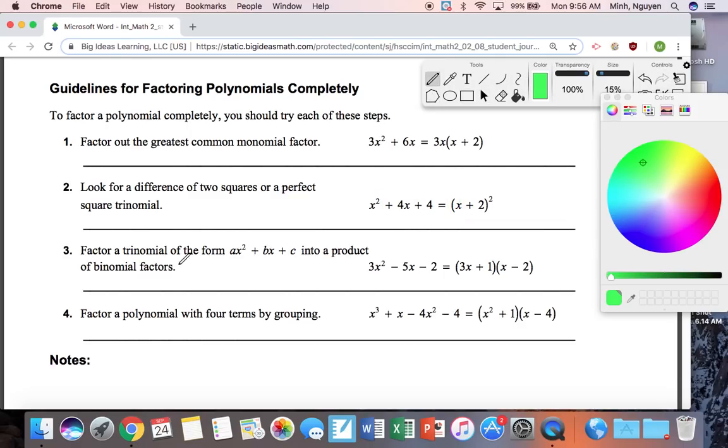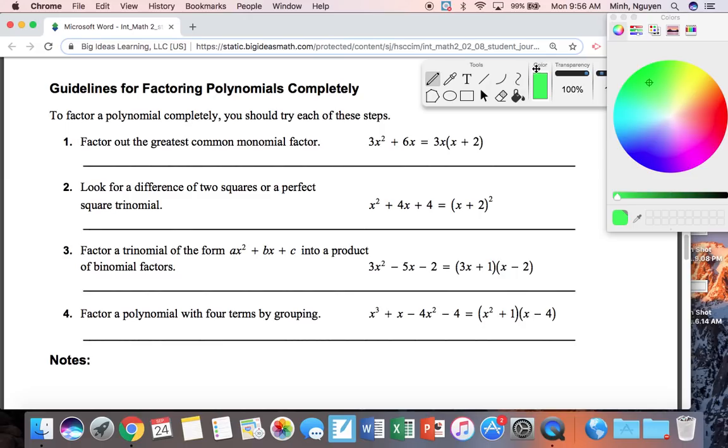Here, it says to factor a trinomial, and then it says all this other stuff. You can make a table if you want, or a box, but I think personally factoring by grouping is the easiest thing.